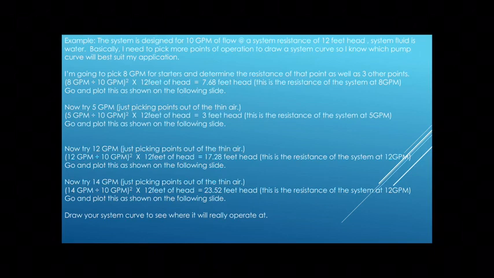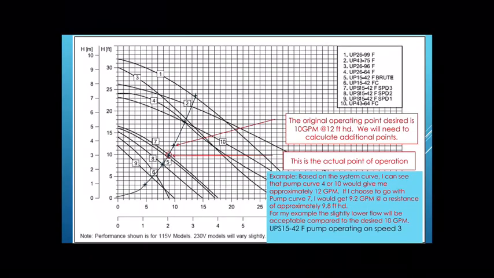And it'll figure all of this out for you. So I picked out essentially 8 GPM and compared that to the 10, and I squared times 12, it comes up to 7.68. I picked 5 at 10, and of course that 12 now became 3. And then I picked 12 over the 10, and that comes up to 17.28, and then the last one is 14, and the 23.52 was the calculation that it came out to.